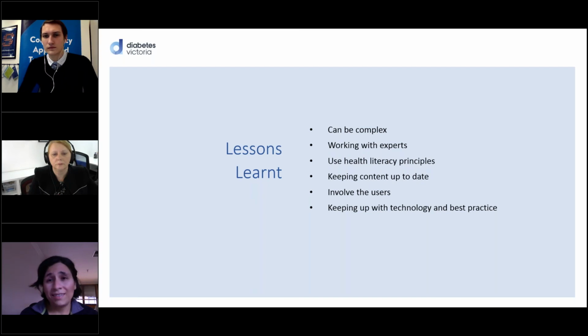User testing and involving community is also really important. Ideally, we would have worked together with consumers to develop the content and the design. We didn't have the capacity to do that when we developed our previous web pages, but moving forward, we definitely would do that. And I think it would have just enhanced the web pages even further.